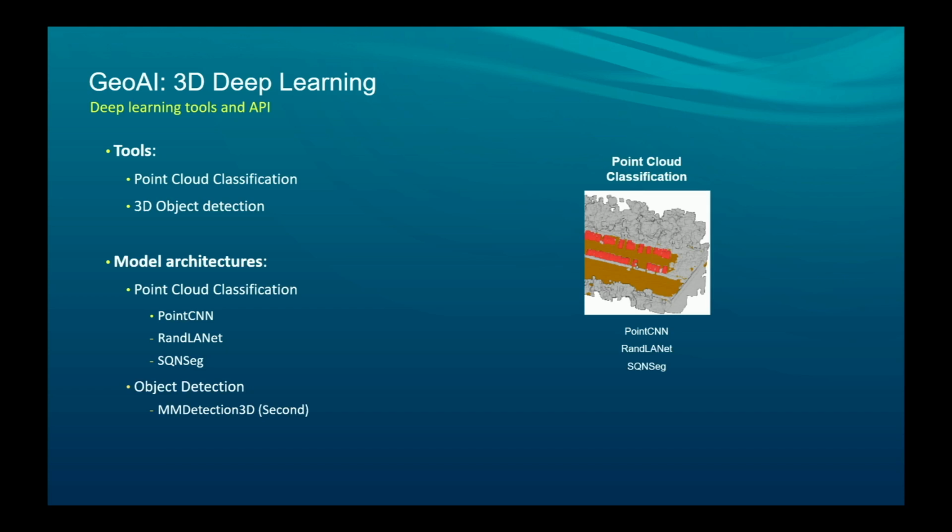Yeah, so when it comes to 3D deep learning, within 3D deep learning, we support 2 kinds of tasks. One is point cloud classification and the recently added 3D object detection. So both of these are available in the release version of Pro. And digging deeper, if we talk about architecture, for point cloud classification, we have PointCNN, RandLA-Net, and SQNSeg. I can go into details in the later parts of the presentation. And when it comes to object detection, we have Detect 3D, where the architecture is called SECOND, and we are looking into adding more architectures for 3D deep learning in general, both in point cloud classification and object detection.